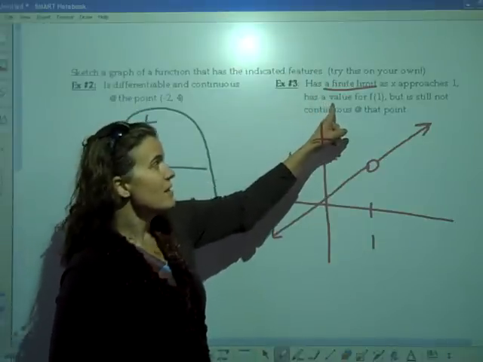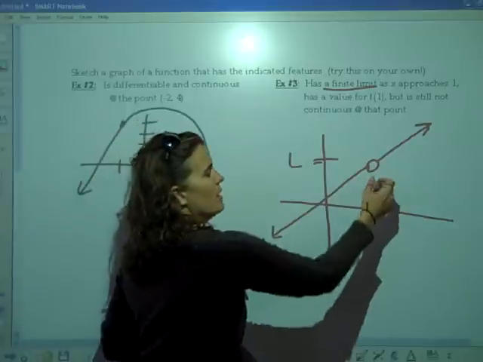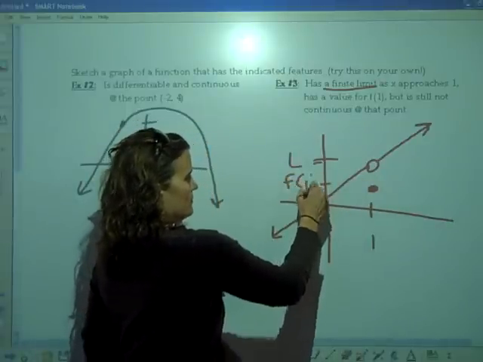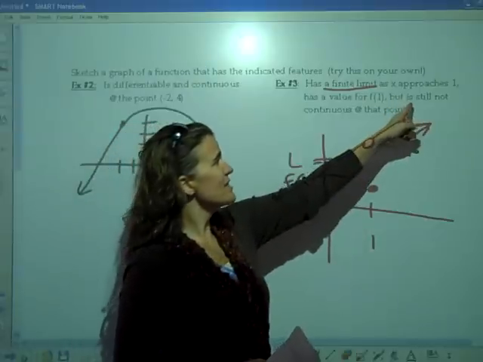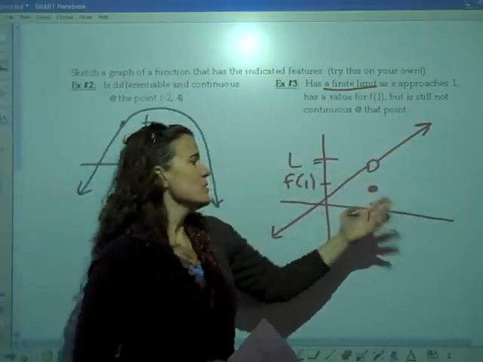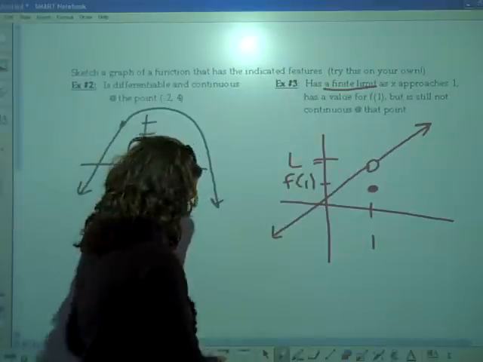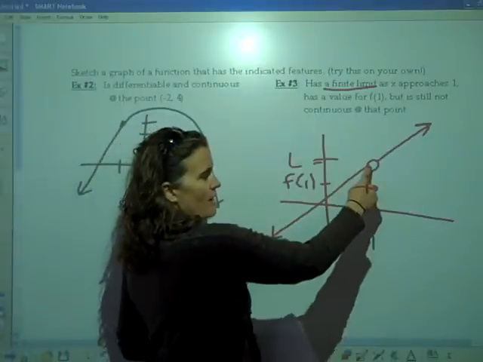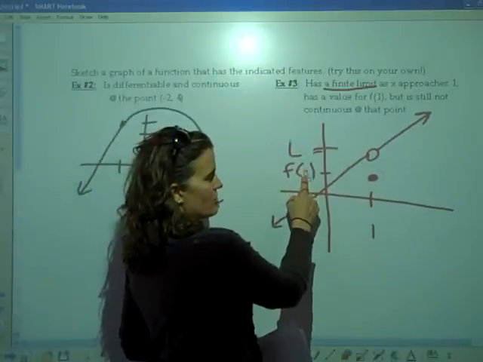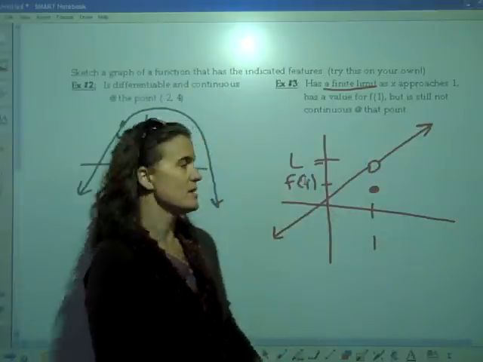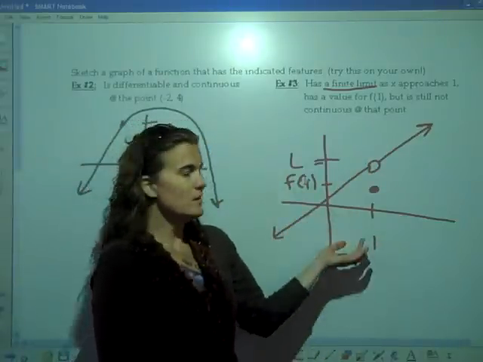The second condition says there has to be a value for f of 1. That means if I plug in 1, I get a dot somewhere. So we can call that f of 1. It said it's still not continuous at that point. So my picture is correct because that dot did not fill that hole. If I could shift it and fill that hole, then it would have become continuous because the output would have equaled the limit. But it doesn't in this case.